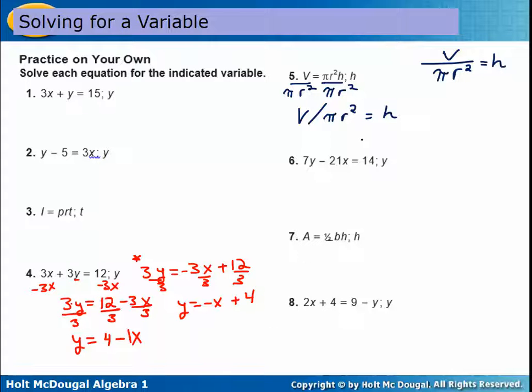It's very important that you keep what it's equal to. Sometimes students just write v over pi r squared, and that's not correct because you're supposed to be solving for an indicated variable. It's important that you have what it's equal to.